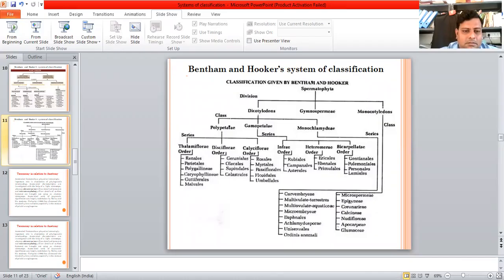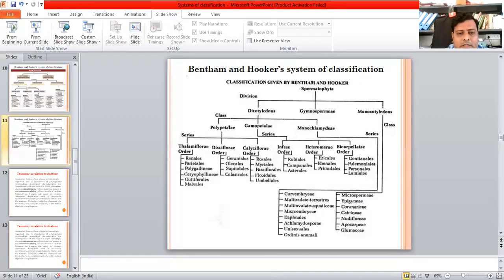So, discussing the subclass Gamopetalae, the flowers usually have two distinct whorls of perianth. The segments of the inner whorl, or corolla, are fused. It is further divided into the series Inferae, Heteromerae, and Bicarpellatae.